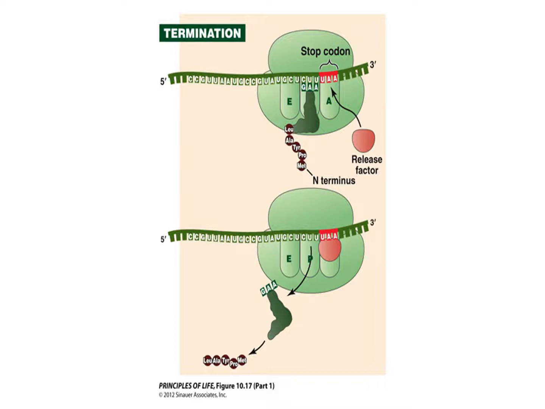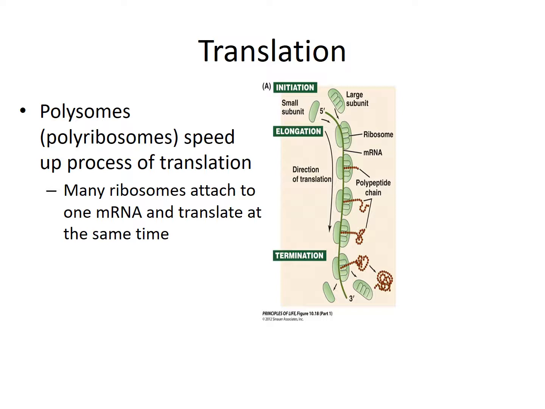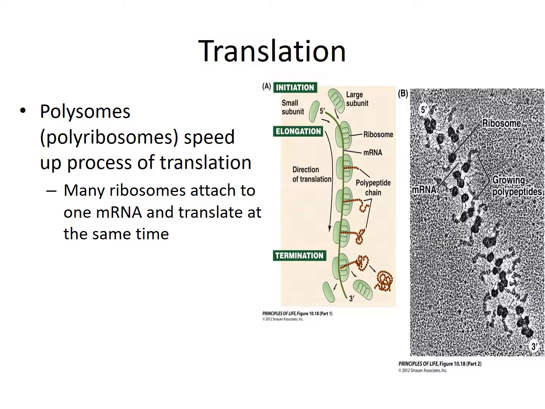translation on that ribosome. Now, one of the cool things our cells can do is they can create something called polysomes, where multiple ribosomes will actually attach to the same mRNA at the same time and start making the same protein over and over and over. So this is a really quick way to get a lot of protein going through, and this happens quite often in our cells.